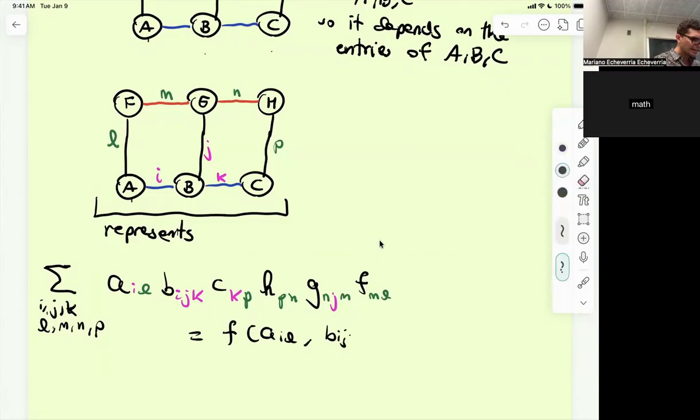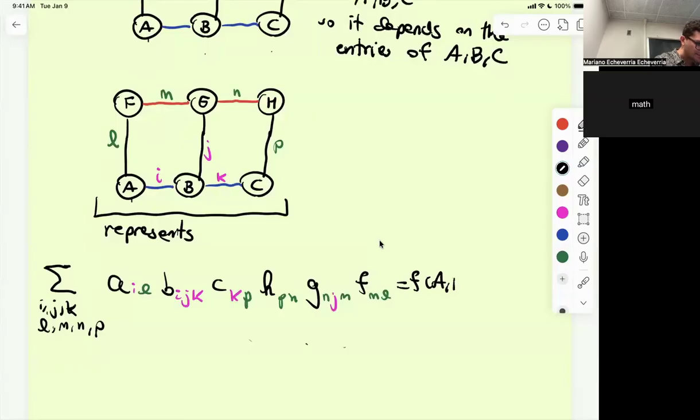Well, it's a bad notation because this is being summed over. So maybe I'll just keep writing this as a function of the entries A, B, and C, which I had before. So let's just keep it like this.